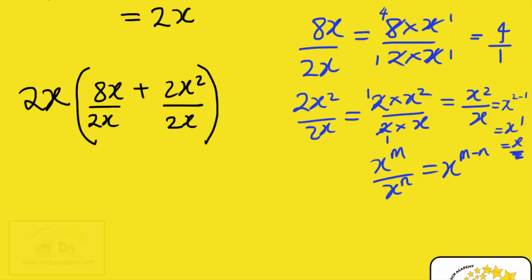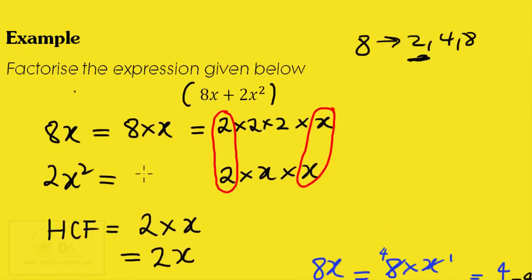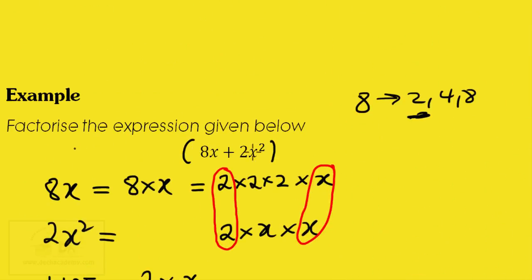So what we have here is 2x times 8x over 2x, 4 over 1, which is 4, plus 2x squared over 2x. 2x squared over 2x is x. So the result is 2x into 4 plus x. That is the result of factorizing this expression.